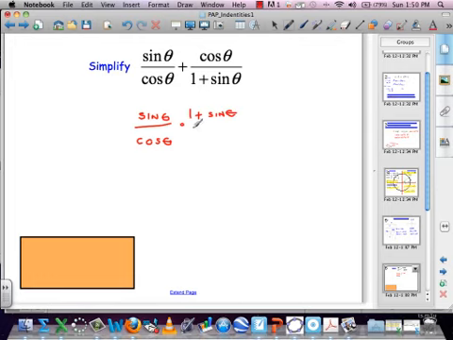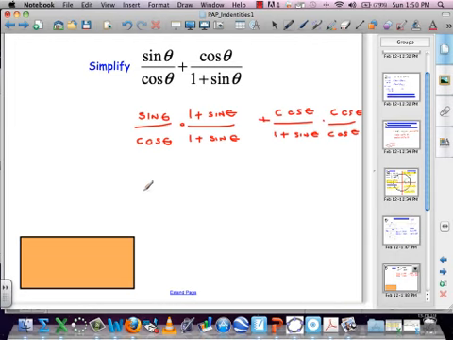So let's see what happens here. We multiply by 1. That's going to help us get a common denominator for the first fraction. And the second fraction we'll do the same: cosine theta over 1 plus sine theta. What do we need to multiply this by to get a common denominator? Cosine theta over cosine theta. All I've done there is multiply the left fraction by 1 and the right fraction by 1.